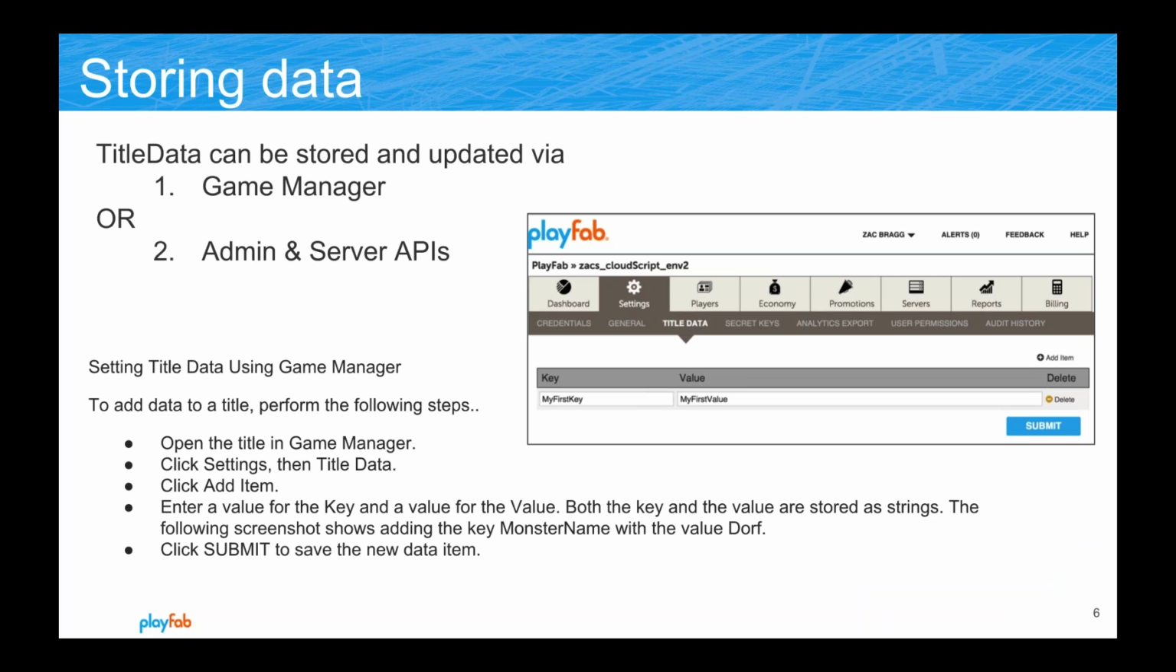All right, so the first part of this whole concept is storing the data. So we have title data. It's hosted out at the title level. You can access it from the game manager, and you can also access it programmatically from our admin and server APIs. To do so, you'll want to open your game manager, go into the settings, and then down to the title data subtab. Once you're at the subtab, you get a key value pair editing interface where you can add, delete, and edit all of the key value pairs associated with that title.